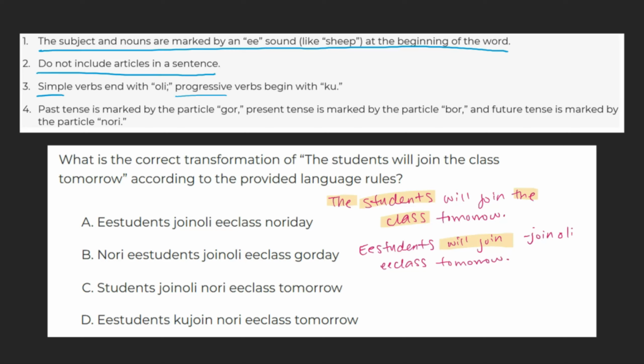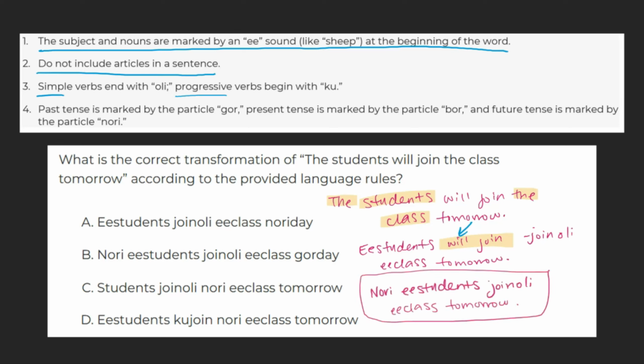Finally, we see rules relating to tense. Will in our sentence acts as a future tense marker, but because this language has its own future tense marker, we can erase will and use nori instead. Because the rules don't tell us where to include this future marker, let's simply put it at the beginning of the sentence and see where our options place it. We are left with our final sentence, nori E students join-oli E class tomorrow. With this in mind, let's take a look at our choices.